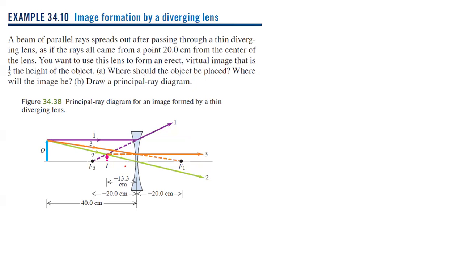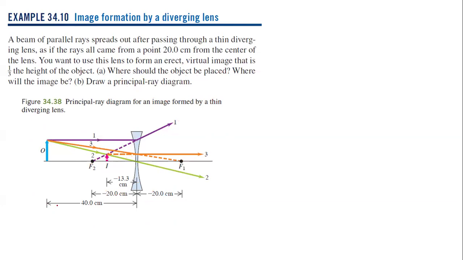You want to use the lens to form an erect virtual image that is 1/3 the height of an object. Where should the object be placed? Where will the image be? Draw a principal ray diagram. Okay, since we already drew a principal diagram, this is what the image looks like. Okay, from the first question, where should the object be placed?